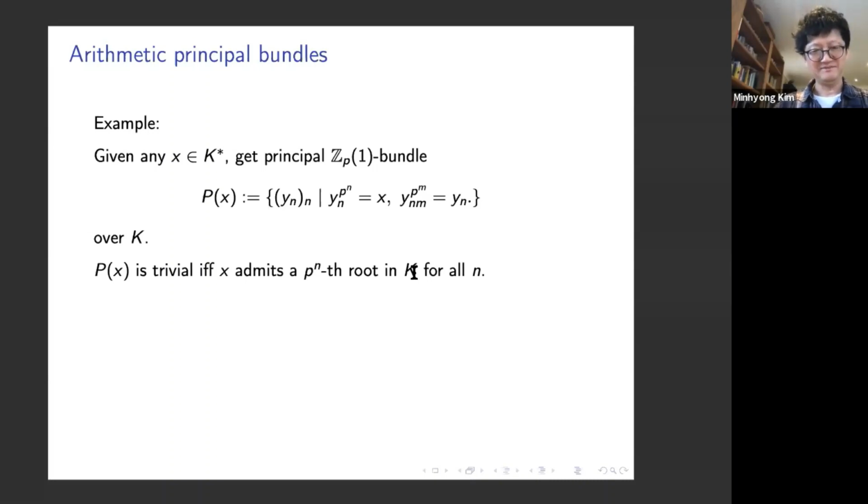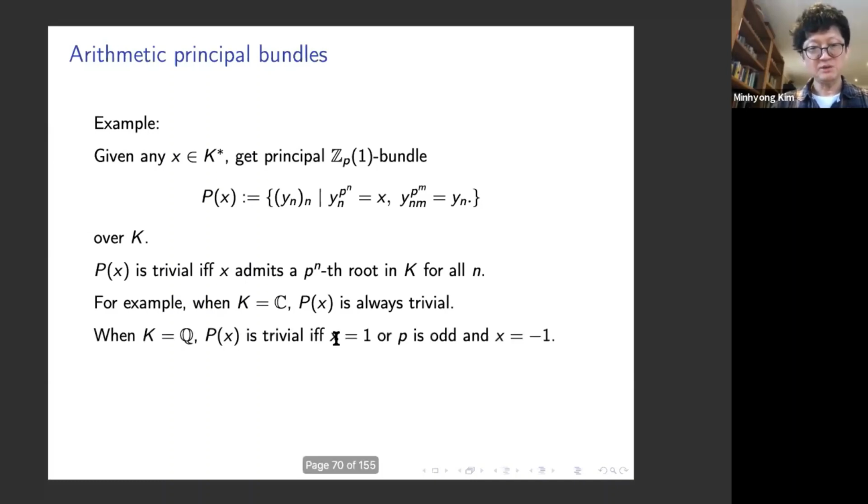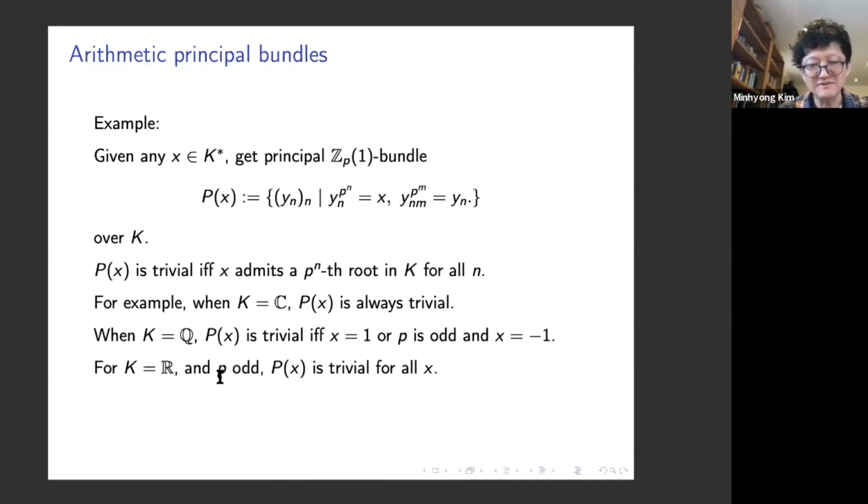criterion for triviality. So for example, if you have a field like C, of course, it's always trivial. But if you have a field like Q, it's very rarely trivial. It will be trivial only if X is 1, right? Or p is odd and X is -1. That's the only case where there are rational p-power roots for every n. So this is highly non-trivial. If you take a field like R and p is odd, then it's trivial again for all X, but for p equals 2, it's trivial if and only if X is positive. So the point of this slide is to give you some sense of how arithmetic properties are built inside the triviality of principal bundles, in the setting that we're discussing now.